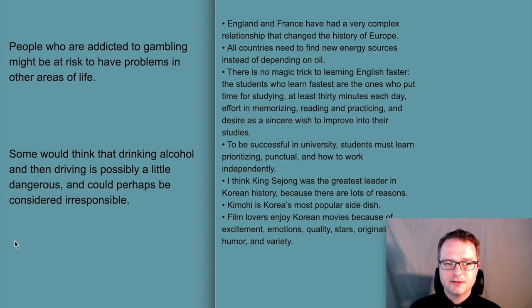People who are addicted to gambling are at risk to have problems in other areas of life. Some would think that drinking alcohol and then driving is possibly a little dangerous and could perhaps be considered irresponsible. Well, maybe we can just be confident in our position and say, drinking and driving is dangerous and irresponsible. If there is uncertainty about that, I don't think there is. If there's uncertainty about a position, we can explain that in the rest of our essay. But in your thesis statement, be confident.